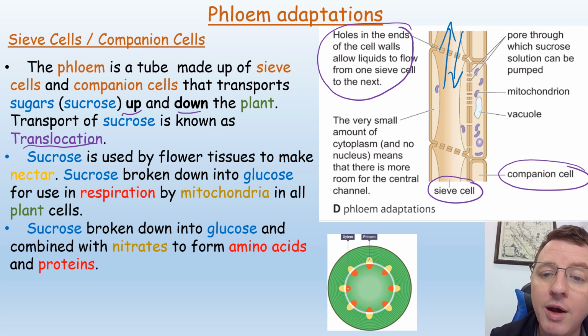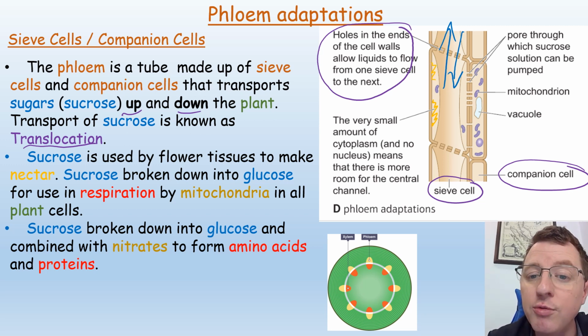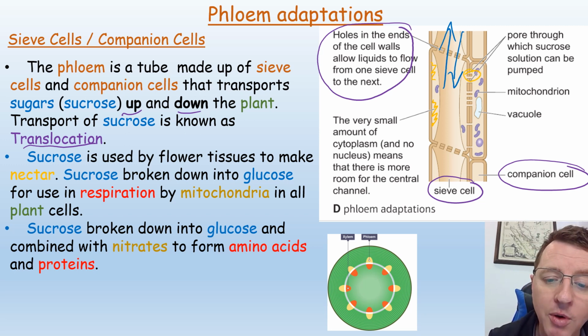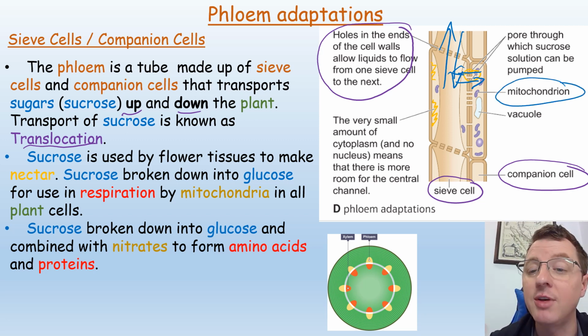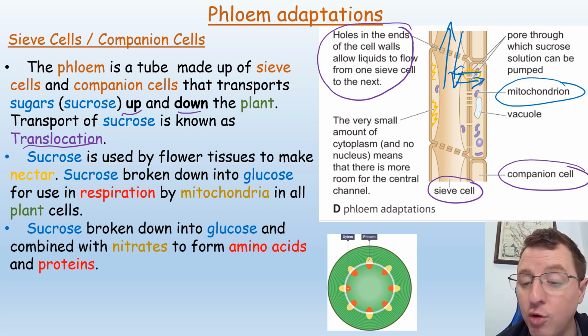The sieve cells also have a very small amount of cytoplasm, as you can see here, and that means there's more room for the central channel. The companion cells have pores here which allow for the movement of sucrose in and out through active transport and diffusion, depending on where in the plant the phloem happens to be. They have a large amount of mitochondria within the companion cells, which means they can carry out a lot of respiration and therefore release a large amount of energy, which can be used to actively transport sucrose both in and out of the sieve cells and the phloem itself.